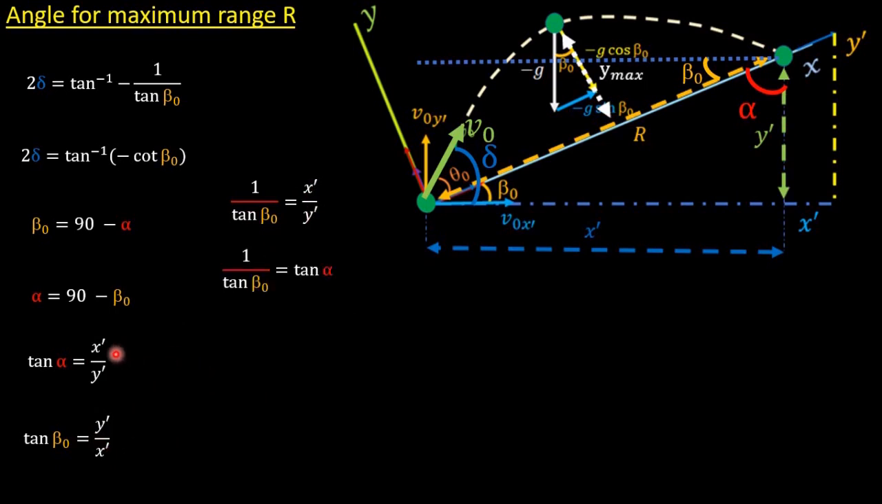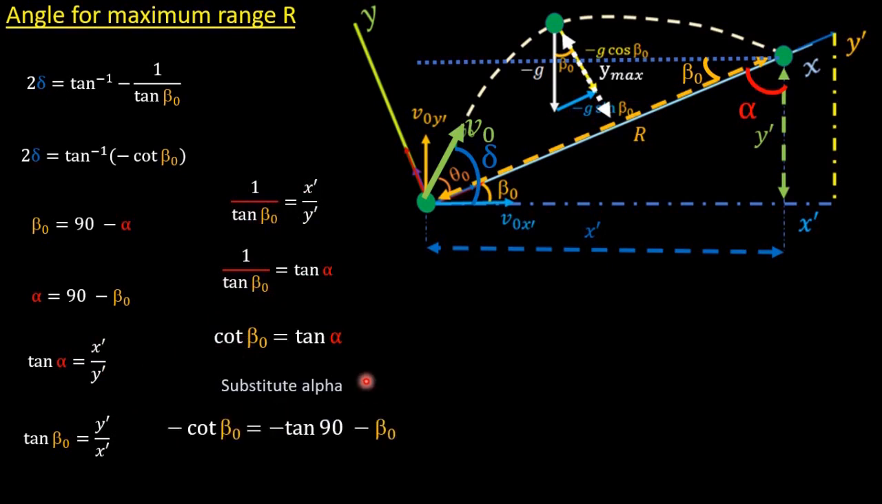Because I know tan alpha equals x prime over y prime, and 1 over tan beta equals x prime over y prime, I can say 1 over tan beta equals tan alpha. I can rewrite this as cotangent beta, and then substitute alpha in there. If I substitute alpha, I get 90 minus beta, because remember alpha here was 90 minus beta. And I want to multiply it by minus 1, because this matches the original equation, where we've got a minus cotangent. That doesn't really change anything, the only difference is that it's going to be minus.